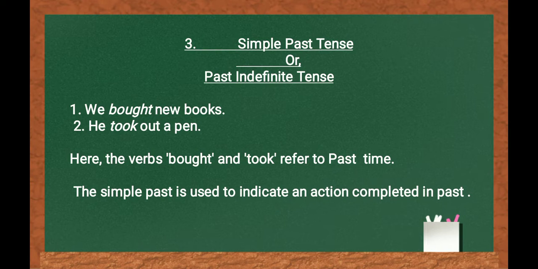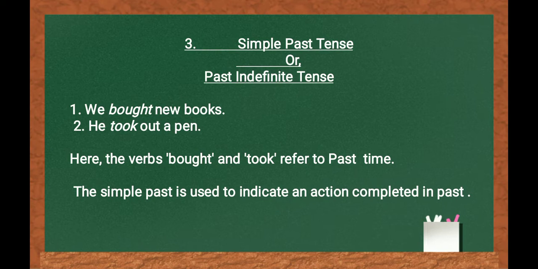Now let's see the second sentence. He took out a pen. Again, took is the past form of the verb take. That means took is also denoting the past time.